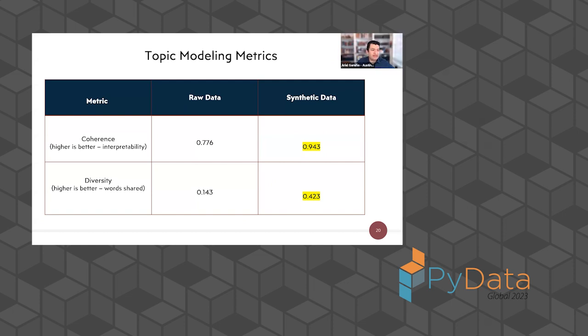Yeah, absolutely. And again, these are the modeling metrics that I came up with. The coherence is much better with synthetic data than without synthetic data. And it's a way for me to show you how you can leverage LLMs to get better quality data for topic modeling. All right. Any questions?